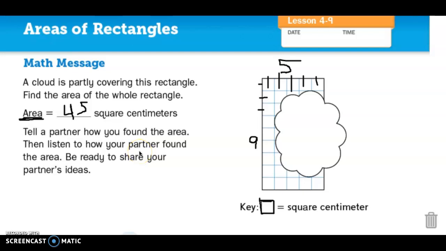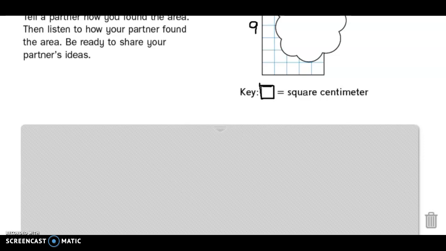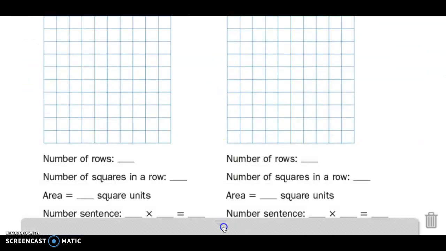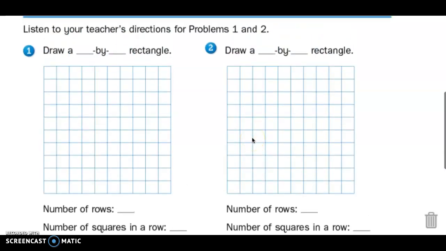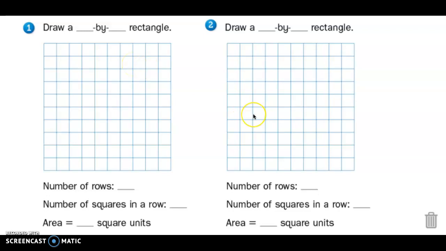Awesome job, you guys. Okay, let's keep going with this bottom part since they are all on the same page. We are now into our math journals. It says, listen to your teacher's directions for problem 1 and 2. Okay, we're going to go through the first one together. And then I'm going to tell you number 2 and you're going to try it on your own. Number 1 says, draw a blank by blank rectangle.